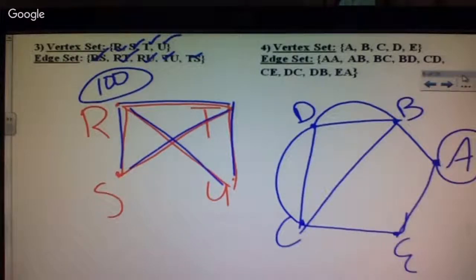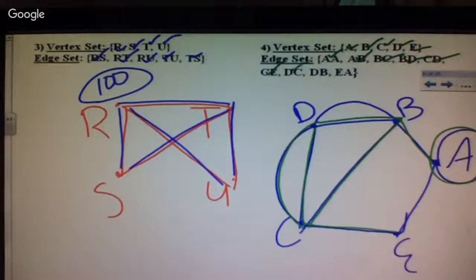All right. All 5 vertices. Check, check, check, check, check. She's got a loop that connects back to A, a line that connects A to B, B to C, B to D, C to D, C to E, D to C, D to B, and E to A.